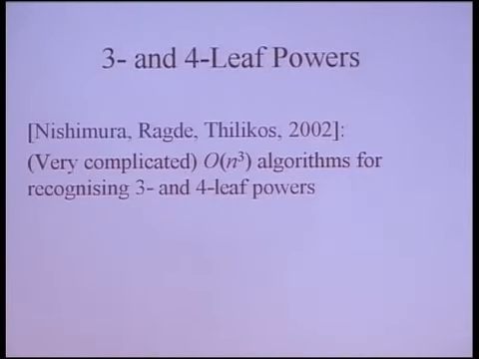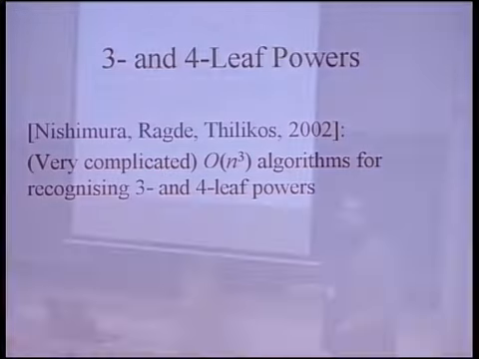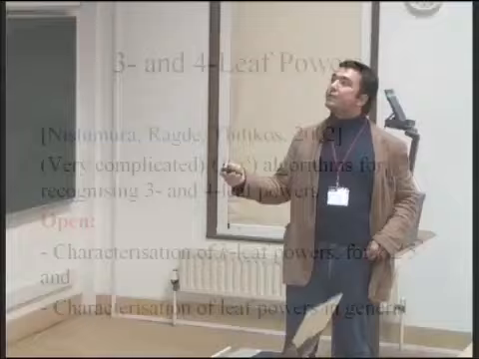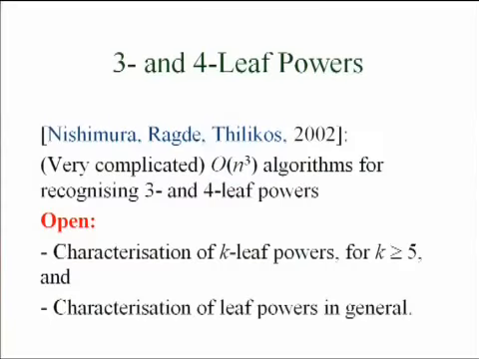Right. What about 3 and 4 leaf powers? No, I'm not saying that just because it's very complicated. So these 3 and 4 leaf powers, there have been recognition algorithms of order n cubed by Nishimura, Ragde, and Thilikos, who also introduced that notion of k-leaf power. And as we can see here, for k at least 5, the characterization is open, and the characterization of leaf powers in general is also open.